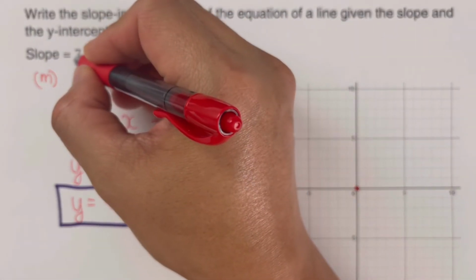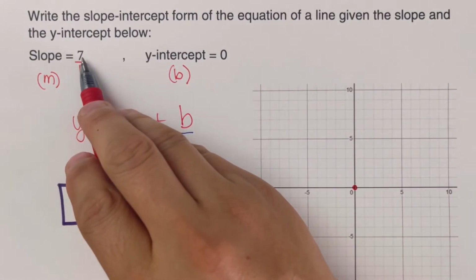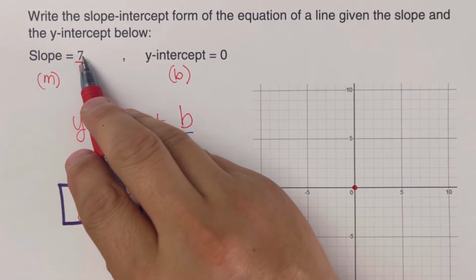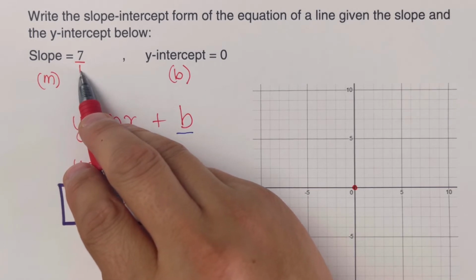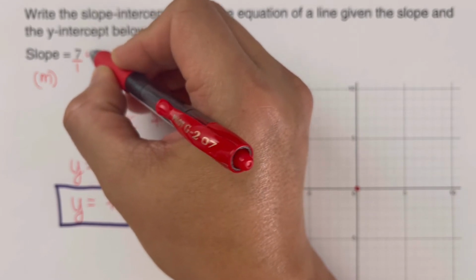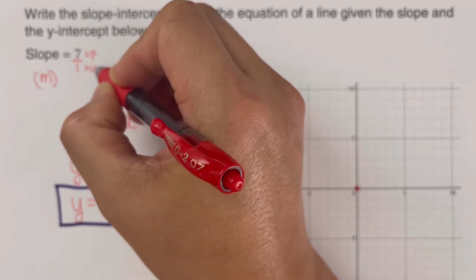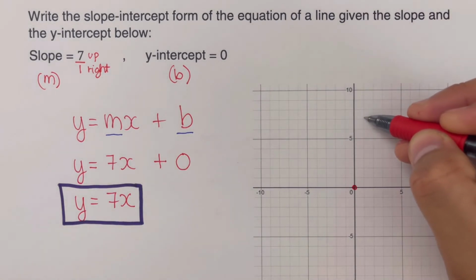Since this is positive 7, we can say that this is actually over 1. So the numerator will tell us if we go up or down, while the denominator will tell us do we go left or right. So in this case right here, since this is a positive 7, we go up and right. So we go ahead and up 7 and then right 1.